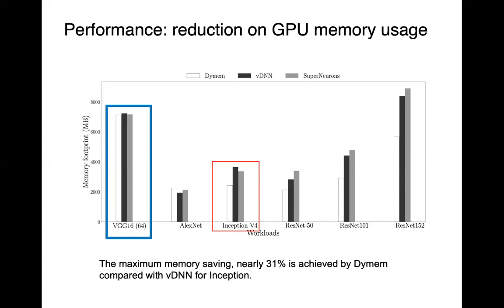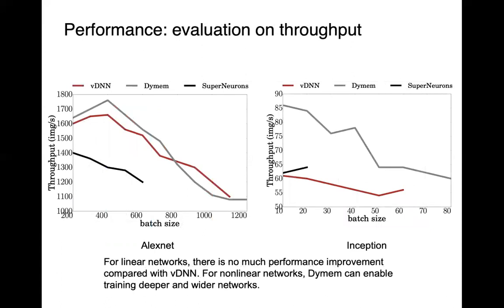For Inception B4, the maximum memory footprint is reduced from 3600 megabytes to 2500 megabytes, resulting in 31% memory saving compared with vDNN. We also present the end-to-end training throughput comparison of DiMax to vDNN and SuperNeurons. The training throughput is measured by the number of processed images per second. We vary the batch size for different DNNs and compare the corresponding throughput.